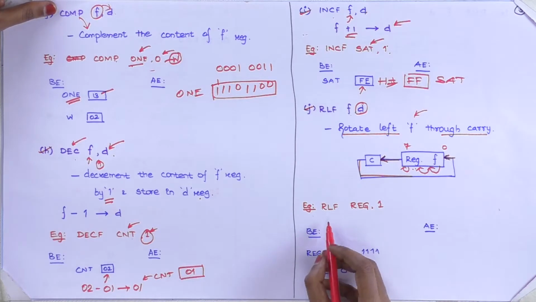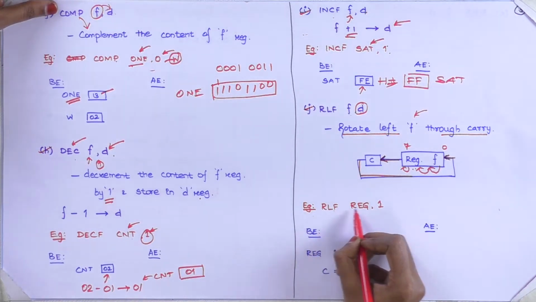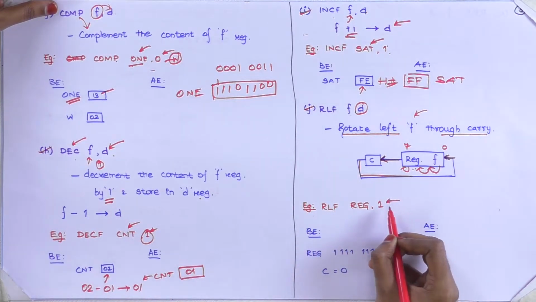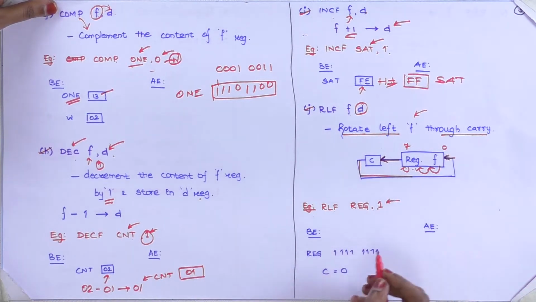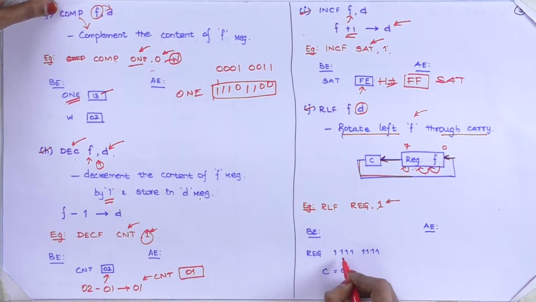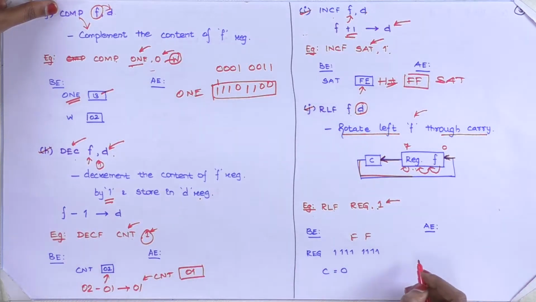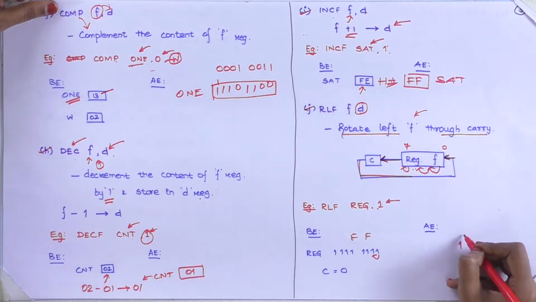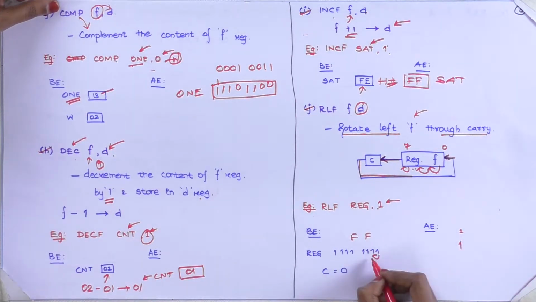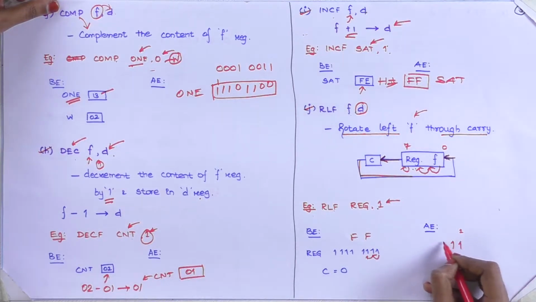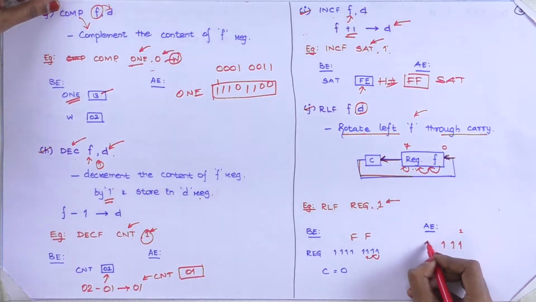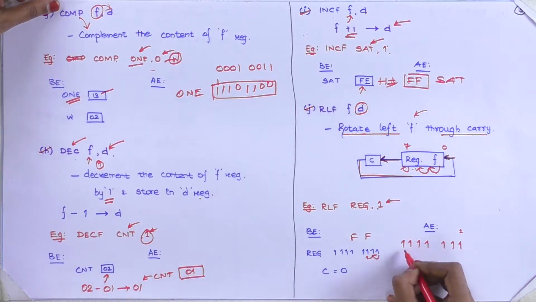Fine. So here for example, I have taken an instruction RLF REG comma 1. Don't forget that I have given 1. So before executing this instruction, REG has the value of FF, right? So 1 1 1 1 1 1 1 1 and carry has the value of 0. After executing this, what will happen? This 1 will be transferred here, right? So assume this is your first bit. This 1 will be transferred here. Like this, your values will be transferred.